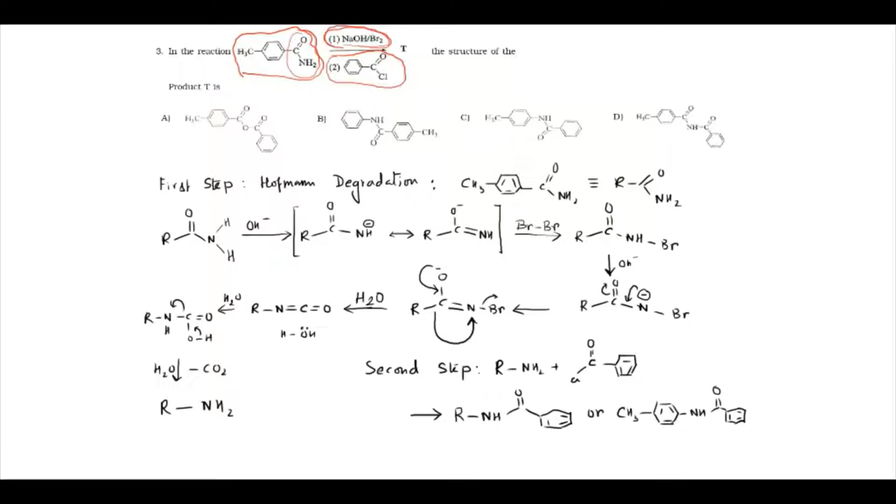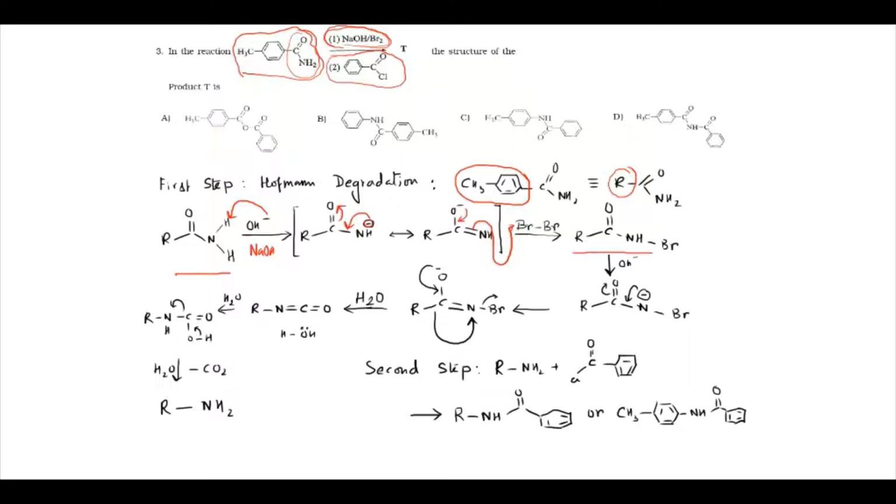Here you can see that for the simplicity of the problem I have written R, not this whole group. So RCONH2 is the starting material. First of all, we have sodium hydroxide, which is a base, so OH minus is going to react. It is going to take away one proton from here. So now you have the negative charge, which may stay in resonance with this carbonyl oxygen, and this nitrogen is going to react with the bromine this way. So you have this compound.